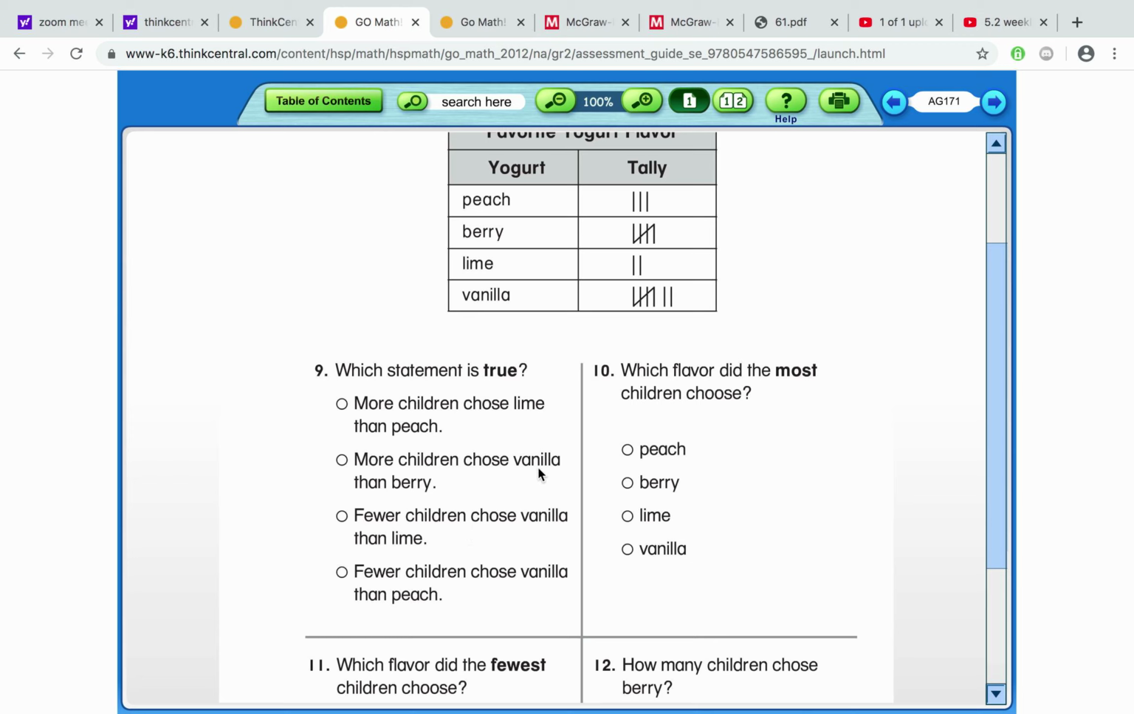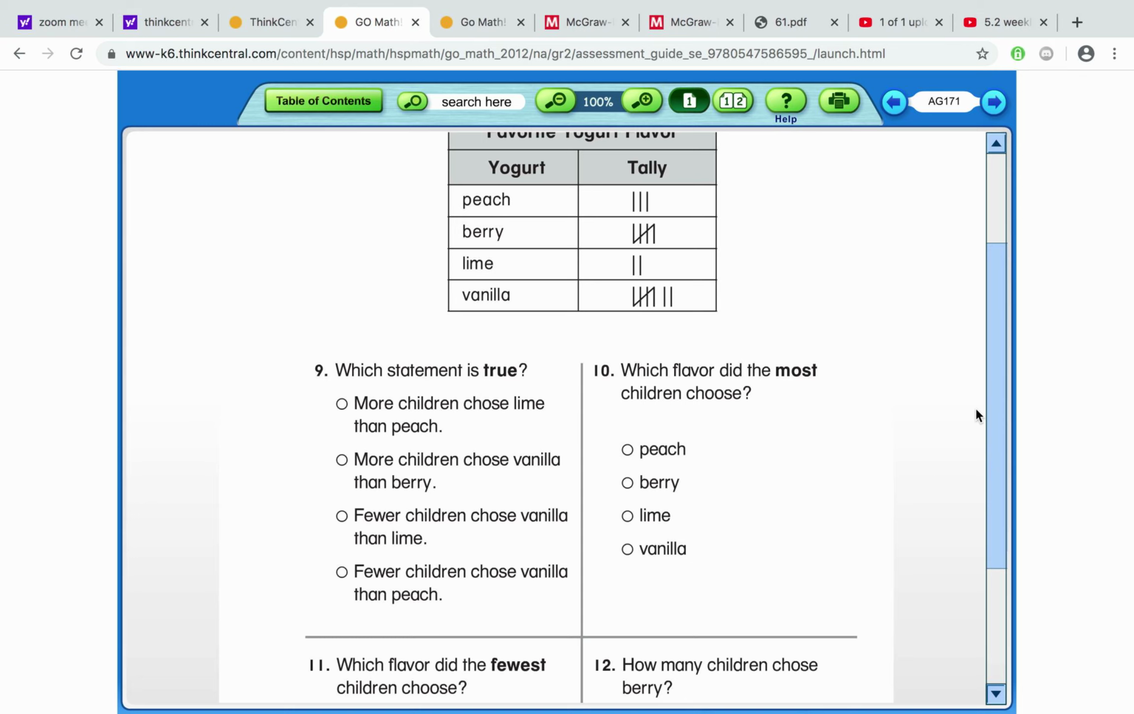Fewer children chose vanilla than lime. Vanilla and lime. Fewer vanilla than lime. Nope, vanilla's more, so I don't think that's it either. X that one off. Fewer children chose vanilla than peach. Vanilla 7, peaches 3. It's not fewer, it's more. So yes, I'm going to go with the one we thought earlier. Fill in the bubble next to that answer.